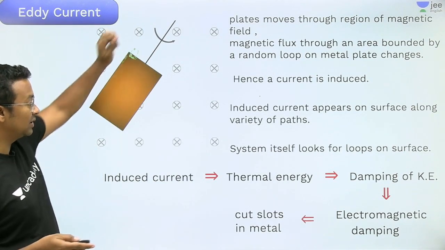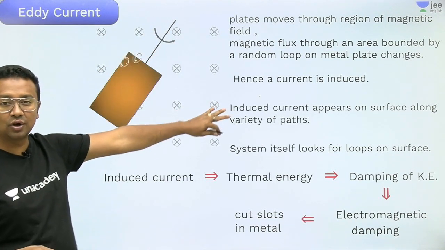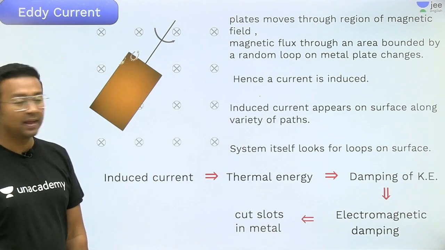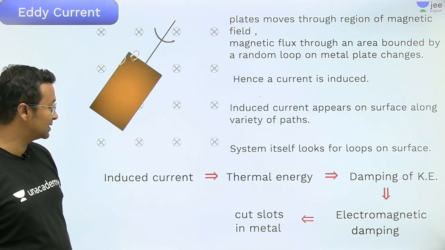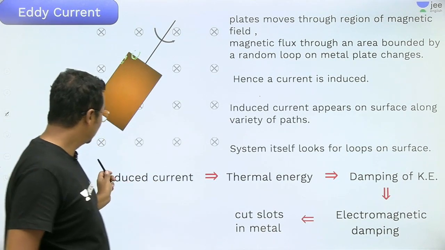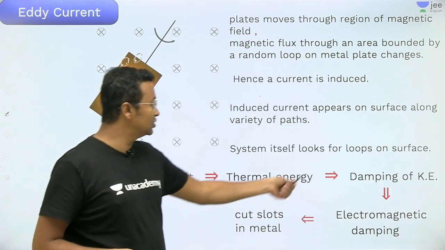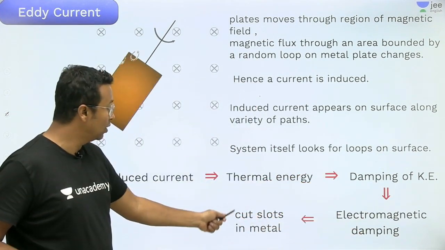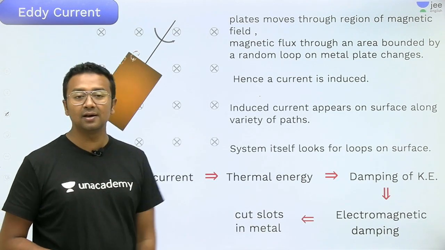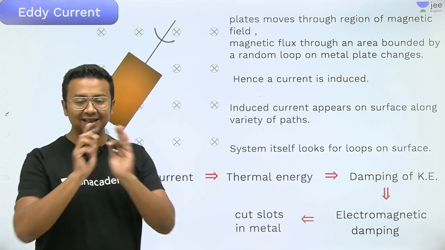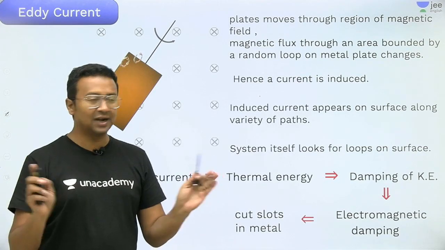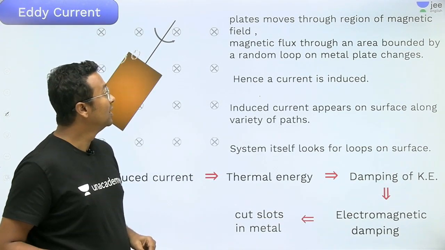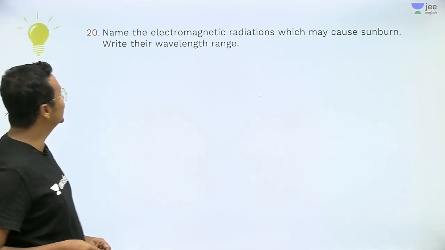Now that's the concept that I was talking to you about. So eddy current is going to be generated, and yes, induced current, thermal energy, damping, and then electromagnetic damping leading to cut slots in the metal. So that is the final picture that should be very, very clear for you students. Okay. All right. Let's have a look at this.